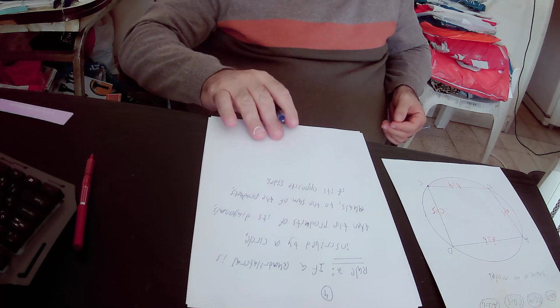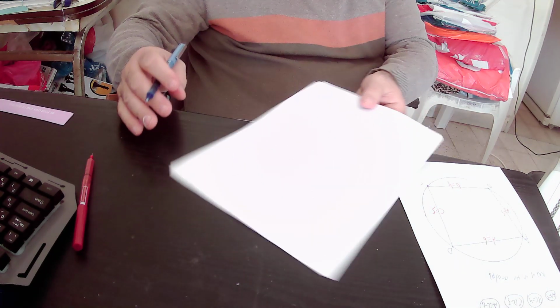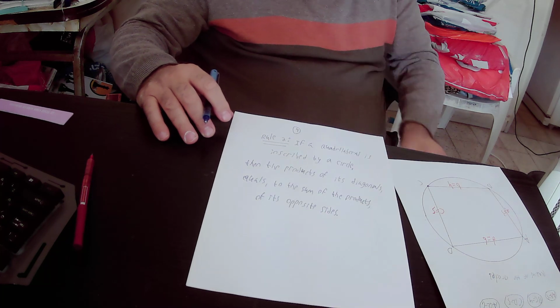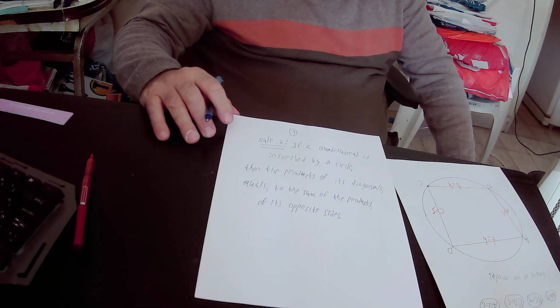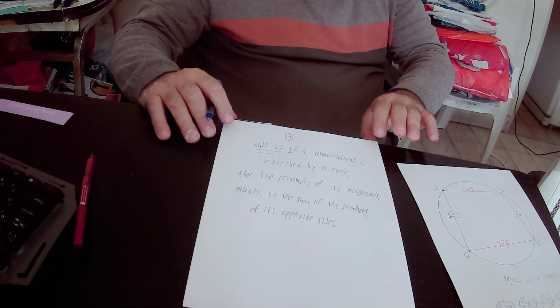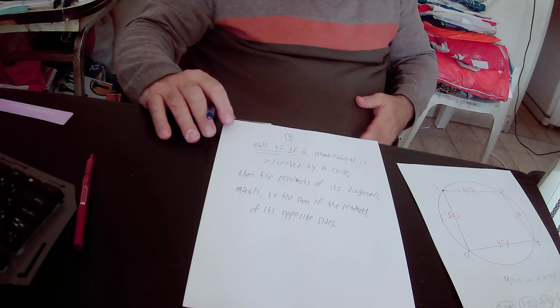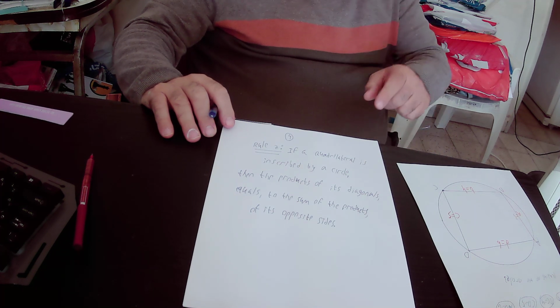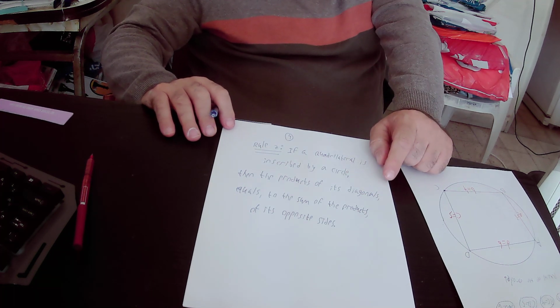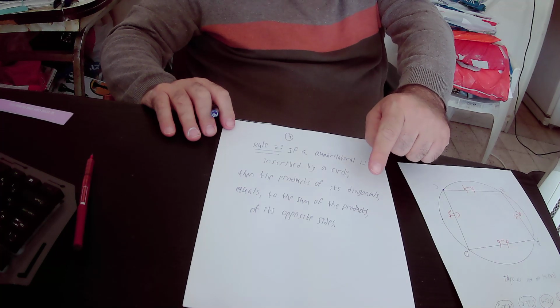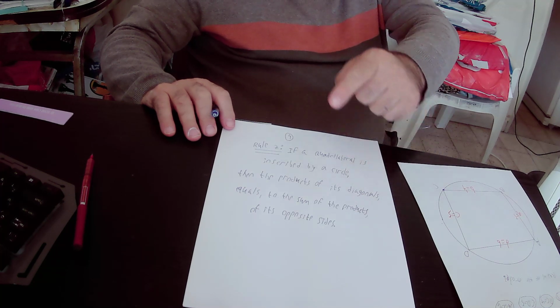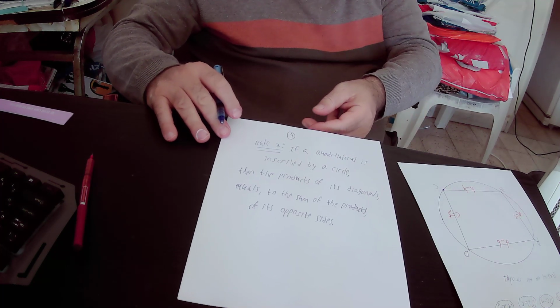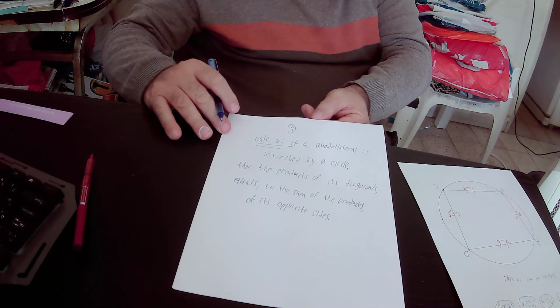I will repeat rule number 2 again. Rule number 2 states that if a quadrilateral is inscribed by a circle, then the product of its diagonals equals the sum of the products of its opposite sides. So, what is the meaning of rule number 2?